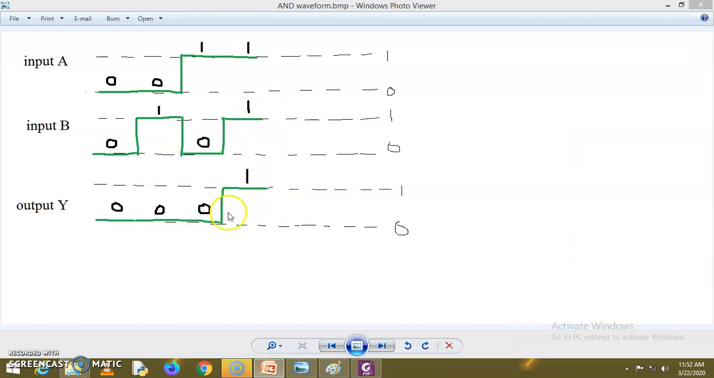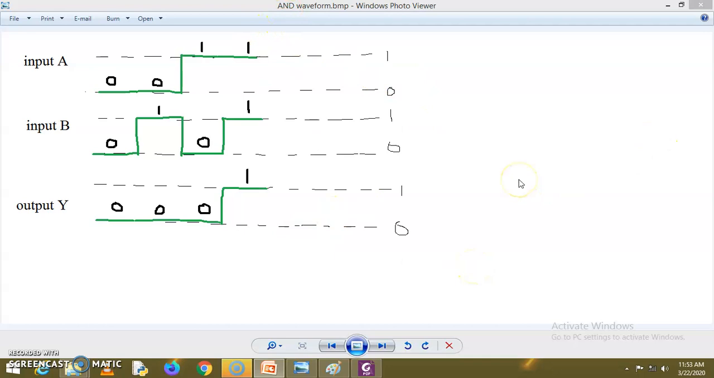So at this instant, that means the fourth instant, output Y will make the transition, because for all other input combinations output is 0. So it will remain in a 0 state till your last possible input combination. At this instant, it will make the transition from 0 to 1, and it will remain in a 1 till both inputs are 1. So this is the timing diagram or voltage waveform for the AND gate.